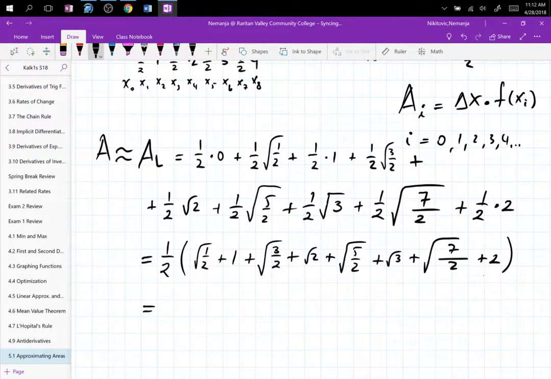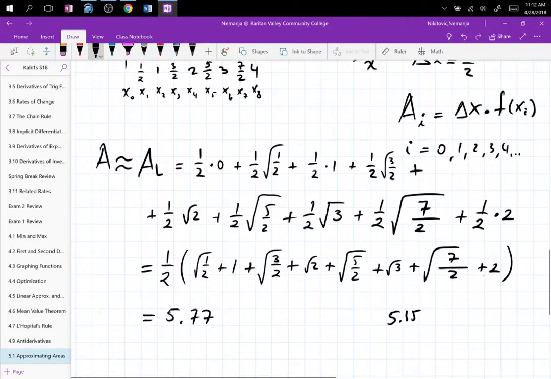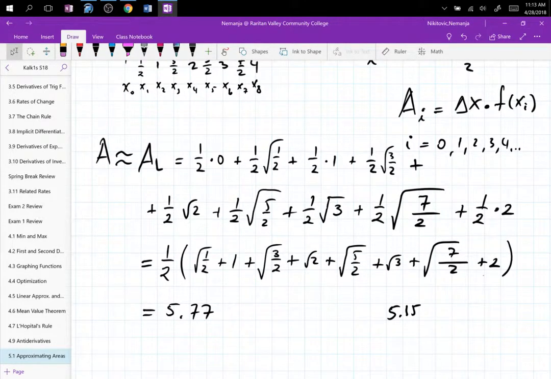and the number I get is 5.77. So you see that the value is much closer to the average. Remember that we averaged everything to 5.15, right? So it went from 6.15 to 5.77. That's closer to 5.15. So it seems that it's getting better. And it does get better. It is getting better because you can see that clearly in the picture.